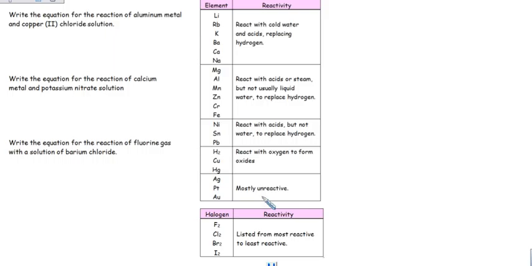Then the halogens are kind of pulled out separately, but the same rules apply. In a single replacement, fluorine is most likely to replace chlorine, bromine, or iodine. Iodine is least likely to perform a single replacement reaction. So the rule is, your single element must be more reactive than the one it's looking to replace. Or in other words, the single element needs to be higher on the reactivity series than the element it wants to replace.